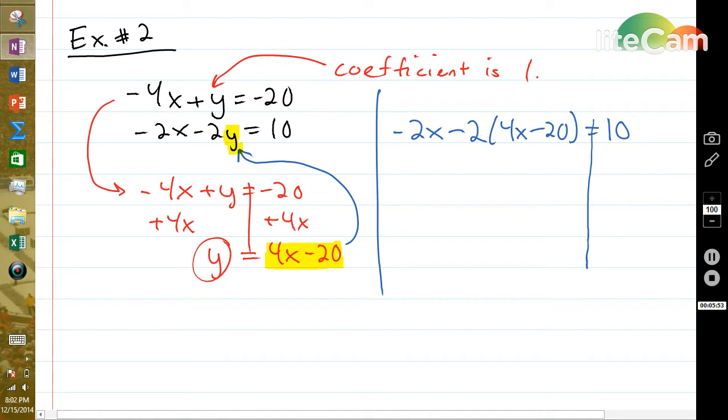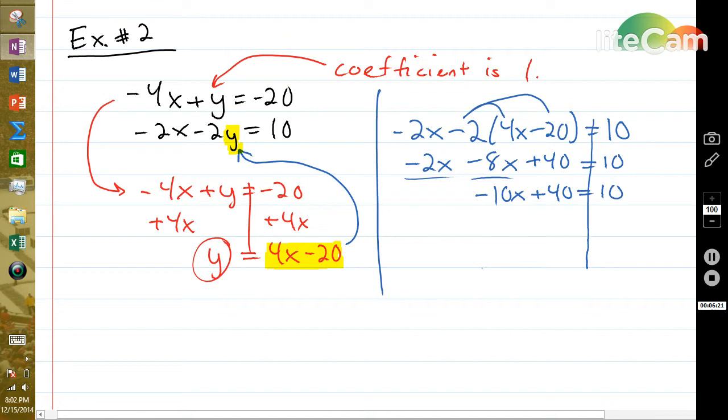The same method of solving we did for the first example is going to apply here. First distribute. Negative 2 times 4x is going to be negative 8x. Negative 2 times negative 20 is going to be positive 40. Equals 10. Combine your like terms. Negative 10x plus 40 equals 10, because negative 2x and negative 8x add up to negative 10x.